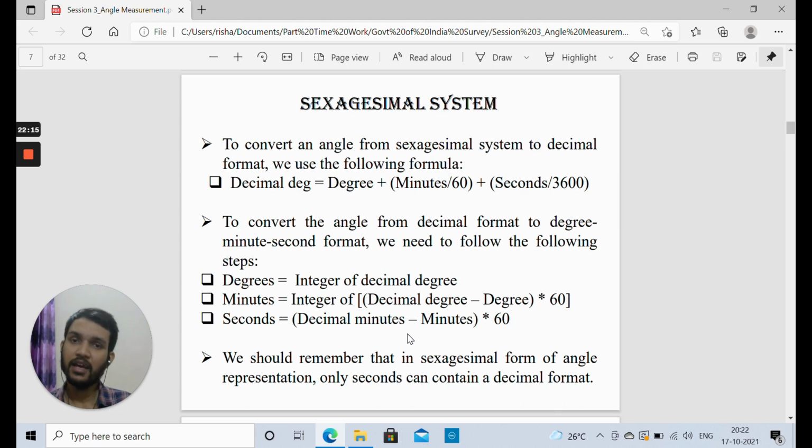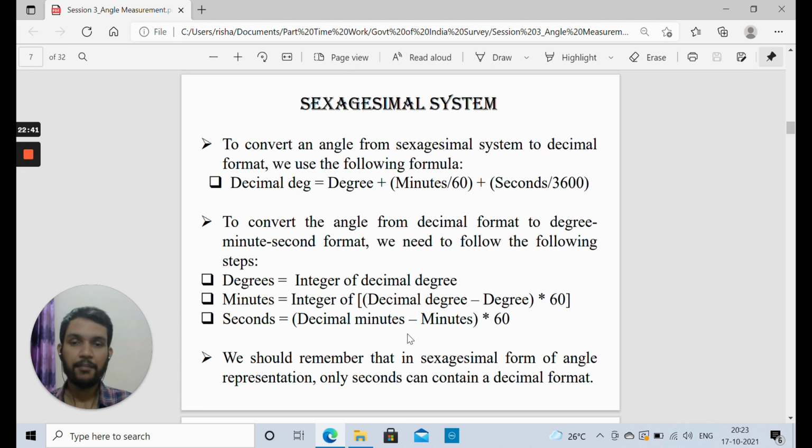Similarly, suppose at times you have the angles in decimals and you want to convert them into this degree, minutes and seconds format. I will try to show you this with the help of an example, both ways, so that you get an idea, because this is one of the most widely used units, and all the angles are reported and the conversions are made in it.